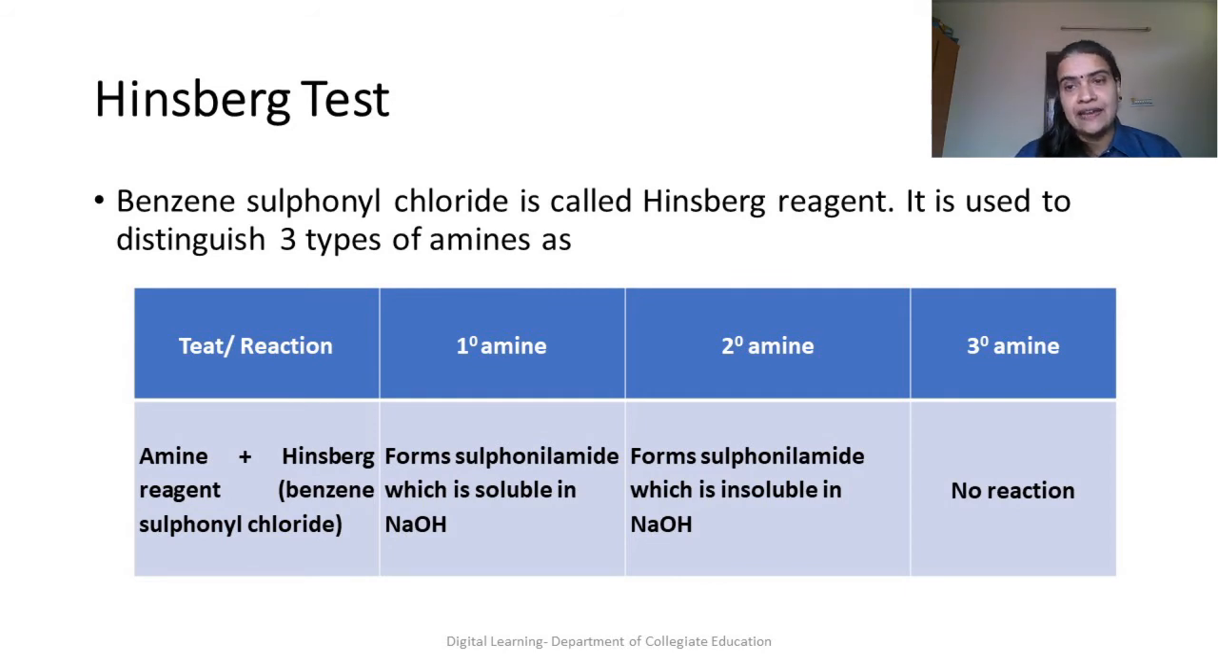In the case of a secondary amine, again there will be a formation of sulfonamide on treating with Hinsberg reagent, but on reacting with alkali, the compound will be insoluble. And in the case of tertiary amine, there will not be any reaction with Hinsberg reagent. So in this way, we can identify all the three different types of amines.